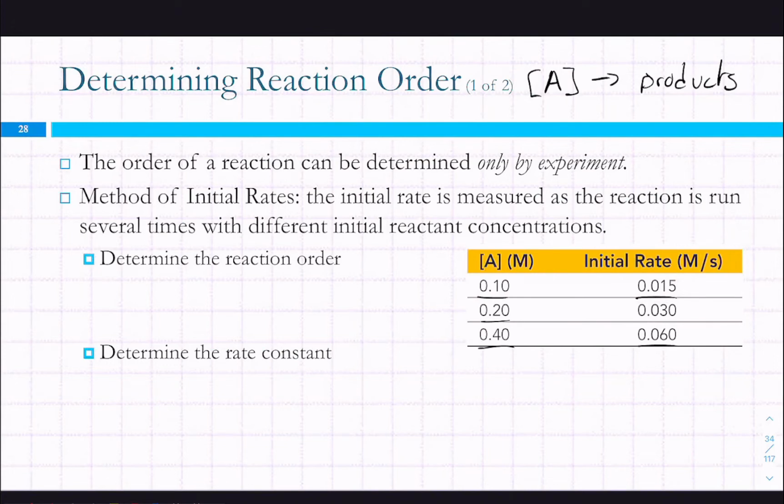So what is the reaction order for this reaction? 1. So the reaction order with respect to A, which is the only reactant we have, is first order. Okay, so you just write first.